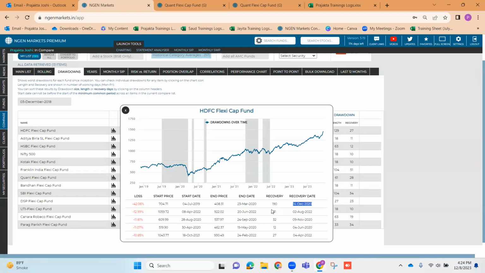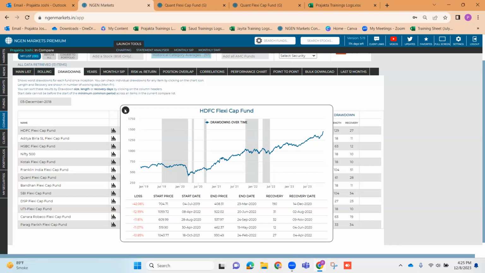So the 190 days, when did they really elapse from the end date? The exact date was 14th of December 2020. Now, what happened on this date? On this date, the NAV of the fund reclaimed the level of 704, which was the level when it started actually experiencing a downfall. Right, so this is the drawdowns analysis on a single fund.